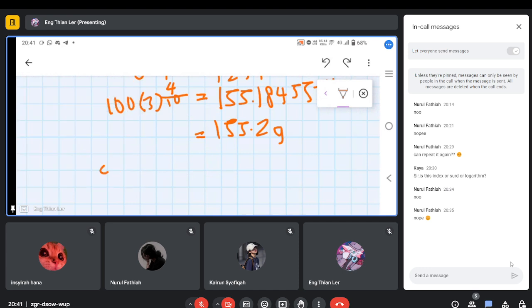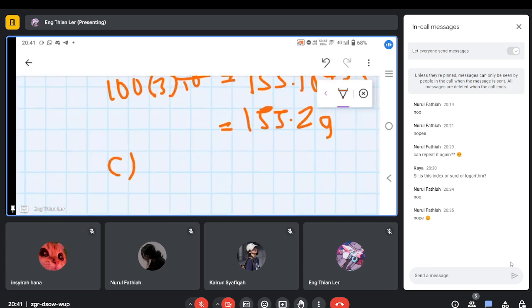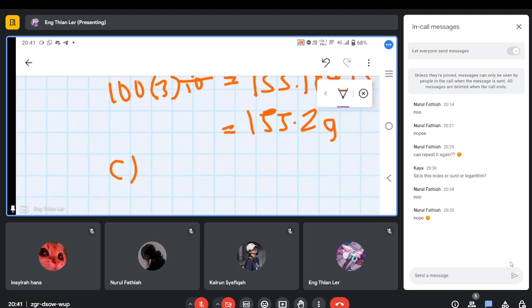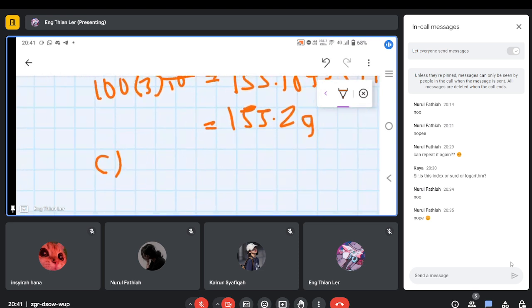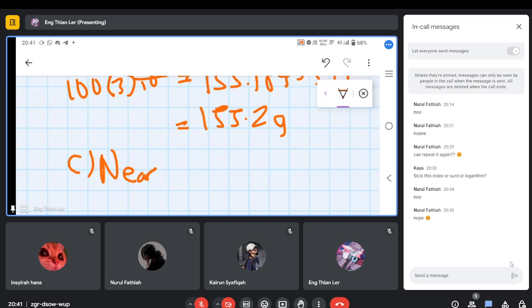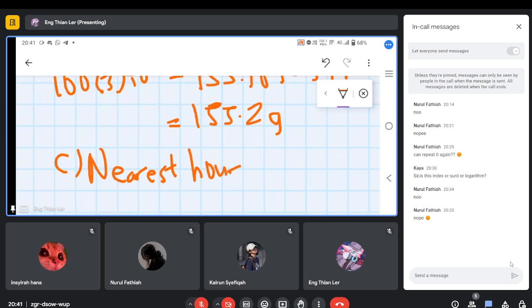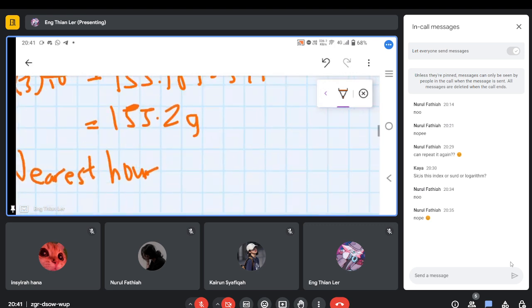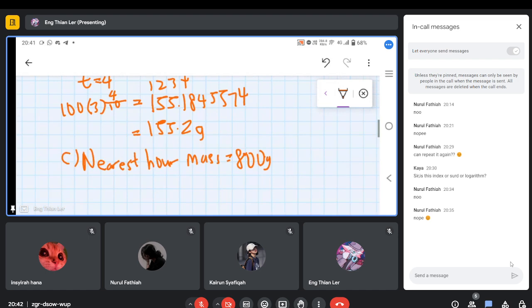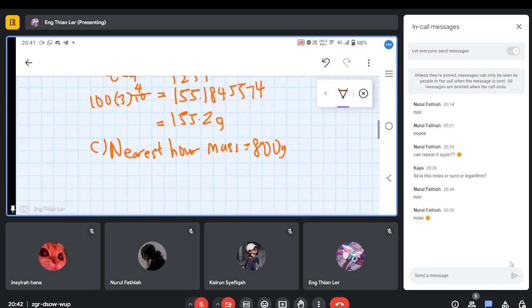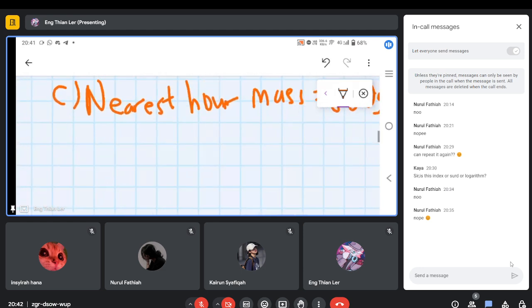It got a C. So the C is that. What is the number of hours, to the nearest hour, when the mass equals 800 grams? Very obvious, we just apply log. So why, you will find out later.